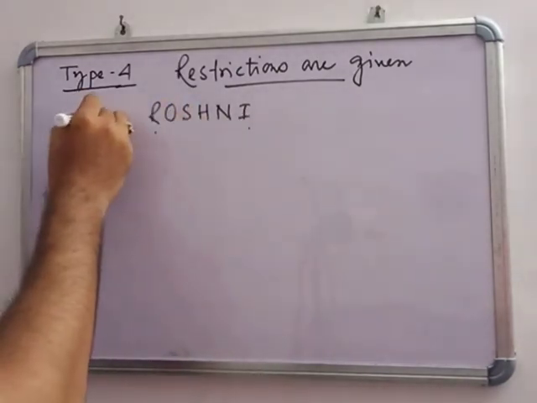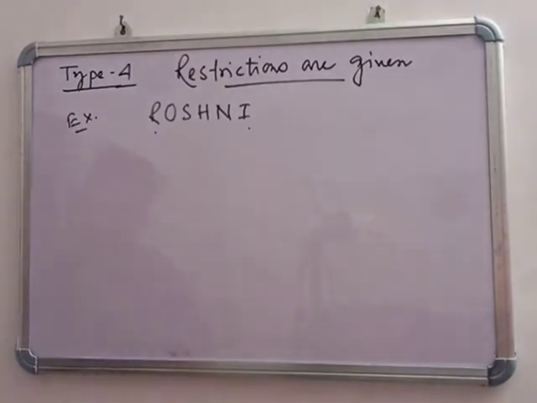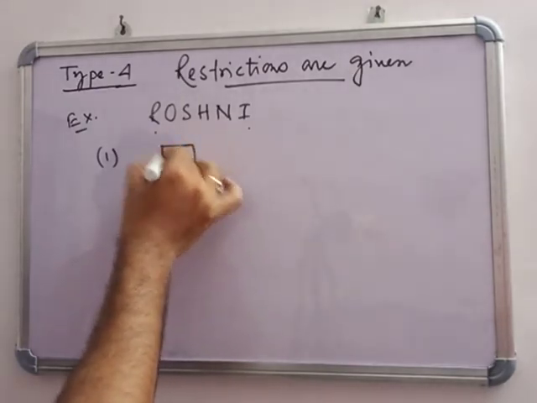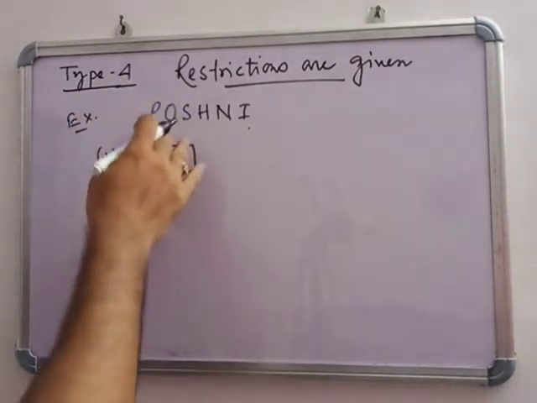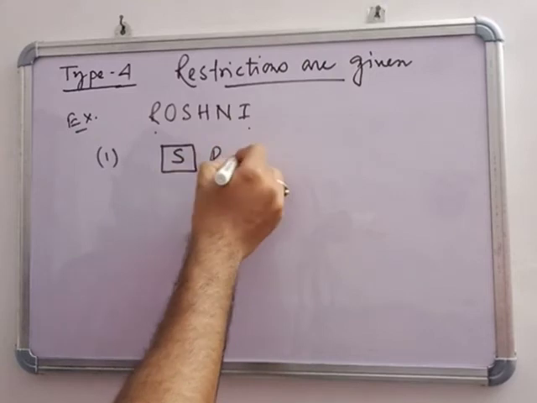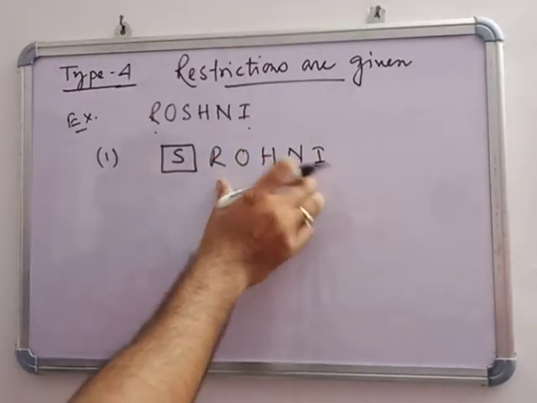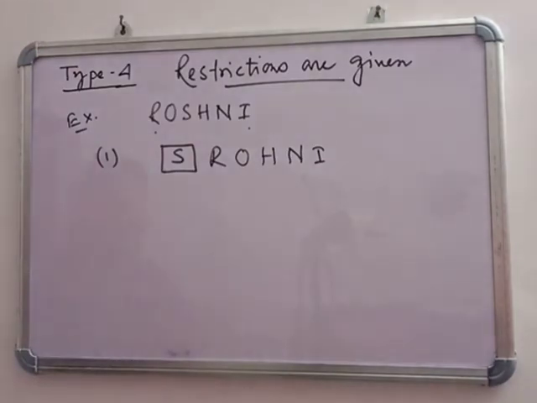For example, the word Rosni is given. You have to start with S, which means the S is fixed here, and the left letters given are R, O, H, N, I. That means these can change their position, but S cannot be changed.